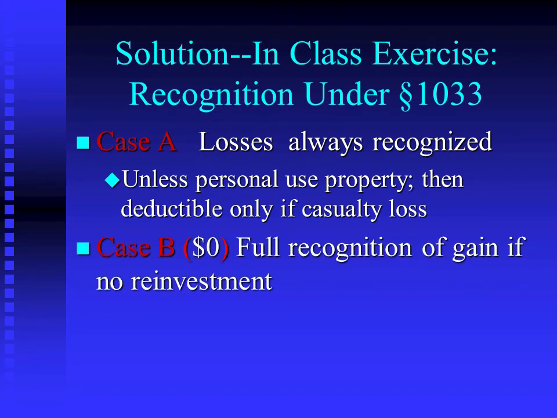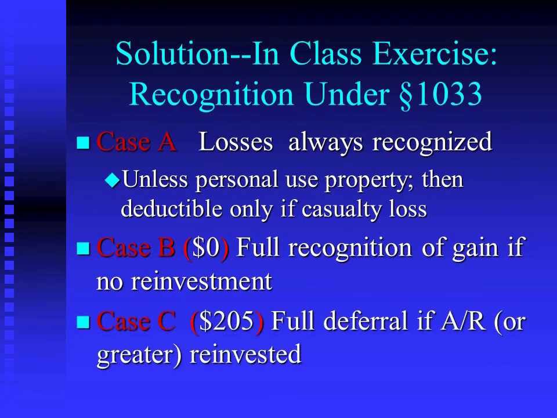Case B, we did not do any reinvestment. We took our money and ran. So they treat this as if it was a voluntary conversion because I chose to keep all the money. So I'll recognize the full $20,000 and we're done. Case C, would have put $205,000 in. So we're going to get a full deferral of the gain because we put back all of the insurance company's monies and, in fact, we threw in more of our own.